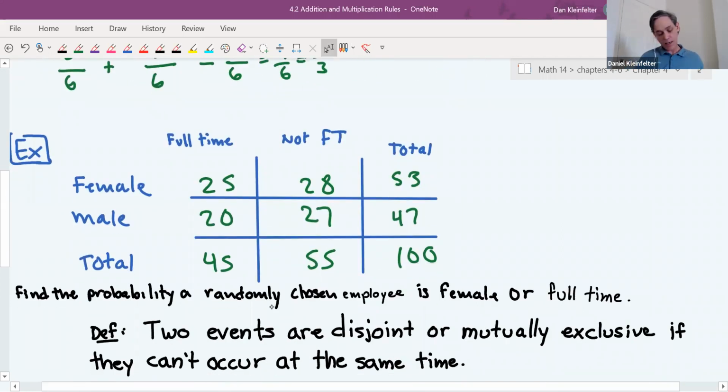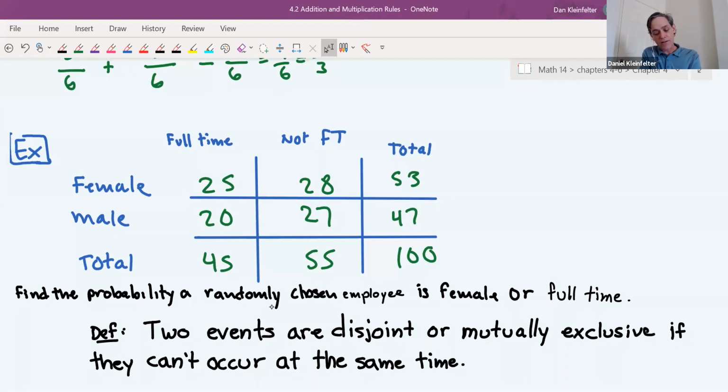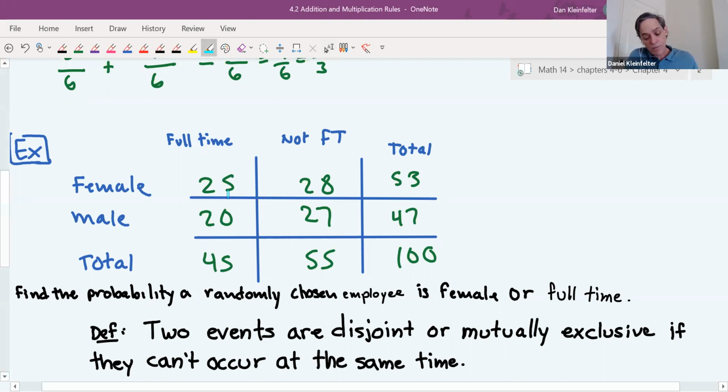Suppose that you work for a company and you're doing a survey of some sort involving employees, and you've got records of full-time status and then whether they are female or not. And so these are the results. There are 25 female full-time employees, 20 male full-time employees for a total of 45 full-time employees. Ones who are not full-time, there are 28 not full-time females, 27 not full-time males, 55 not full-time total. And then the total column on the right would be 53 total females, 47 total males, and 100 total people.